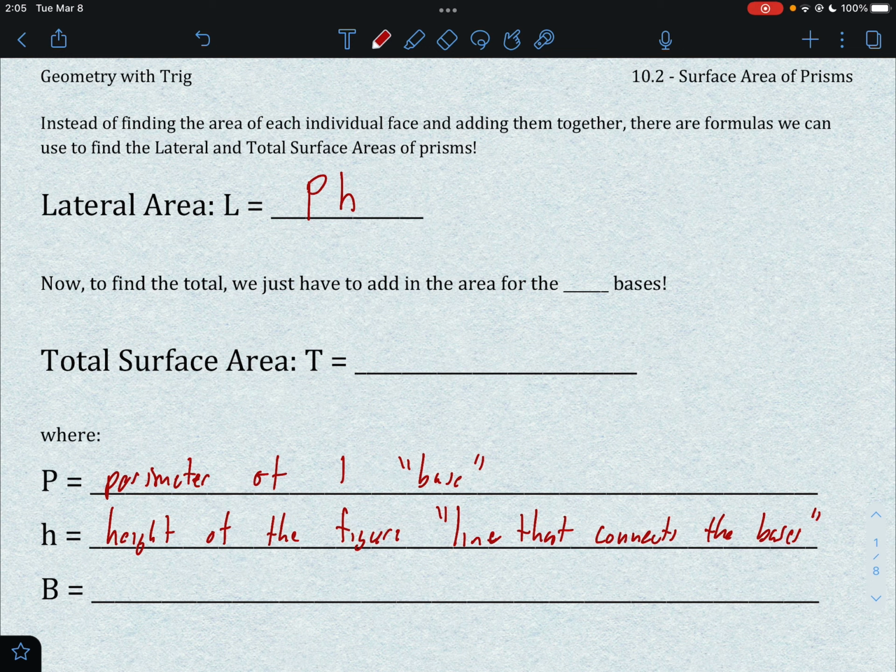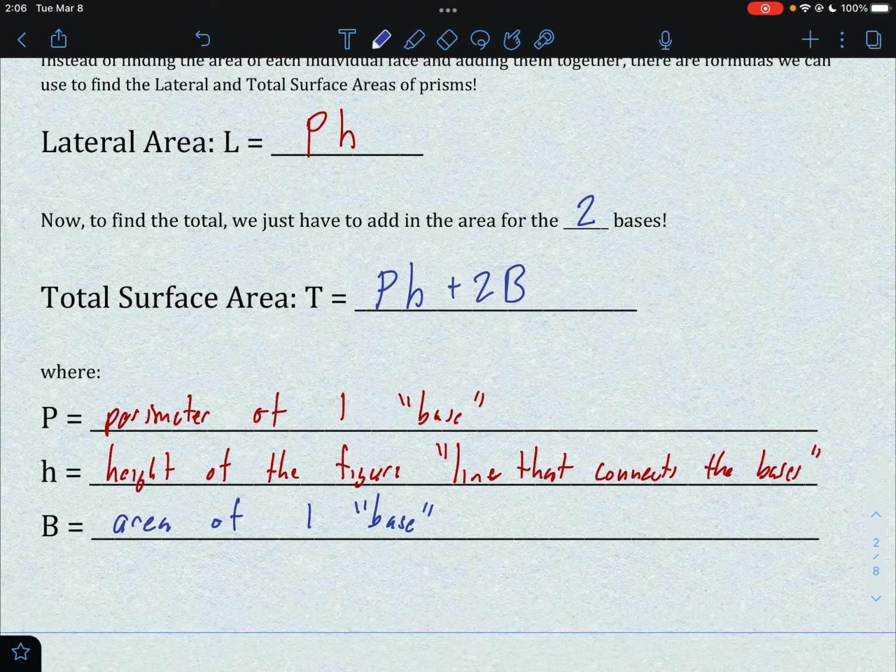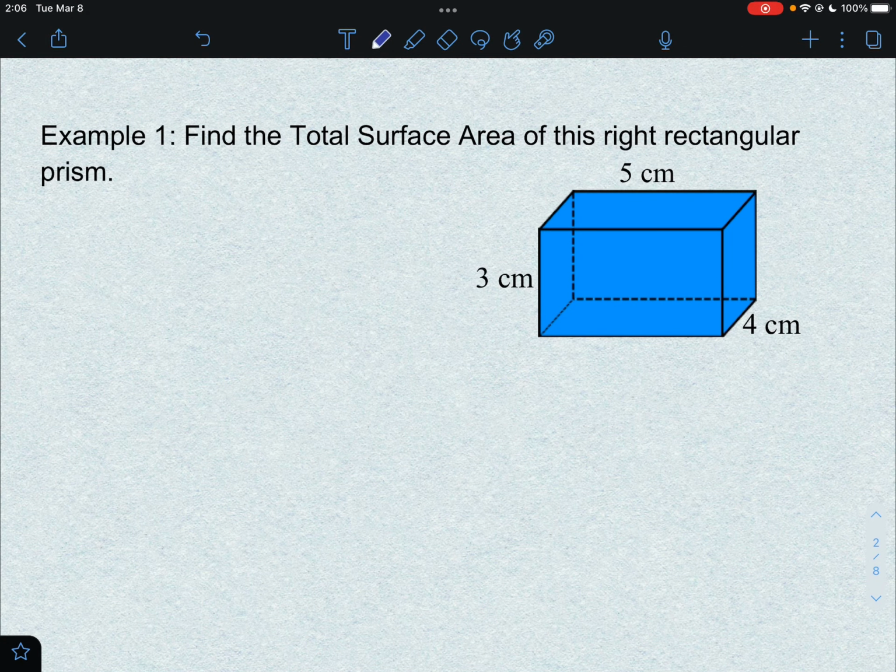Okay, now to find the total area, all we have to do is add in the bases. We have to add in the area for two bases because in a prism there are two bases. So total surface area is going to be PH plus 2B, where B is the area of one base. So let's jump right in and take a look.